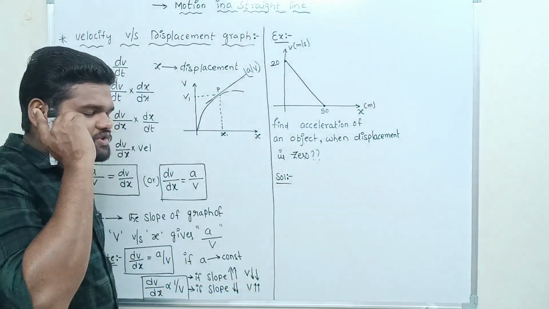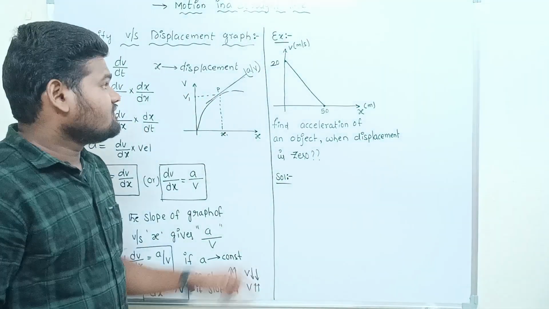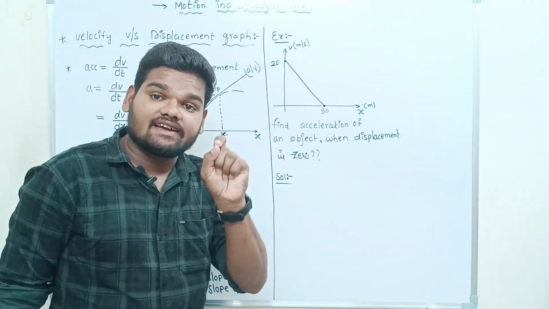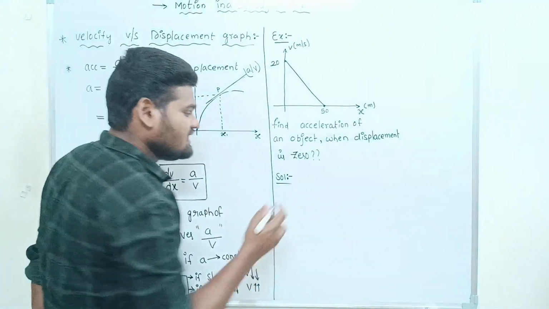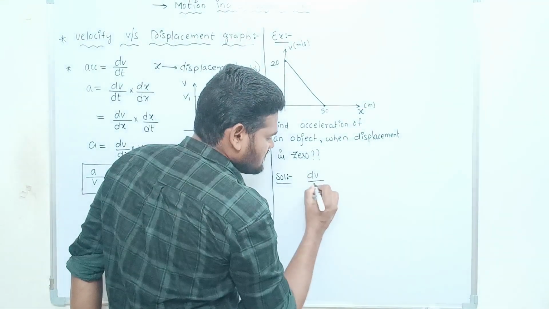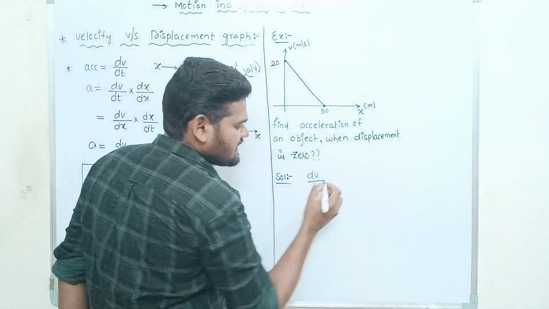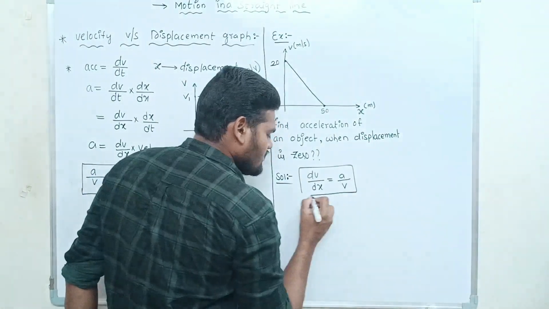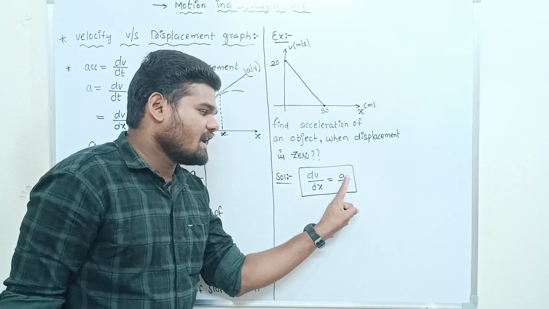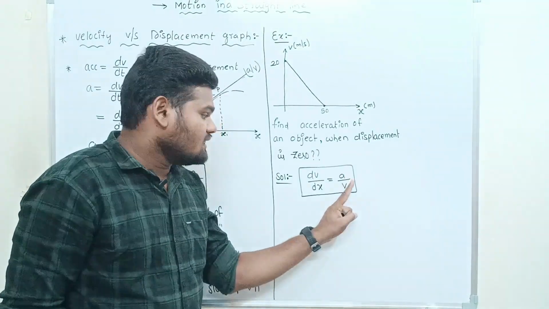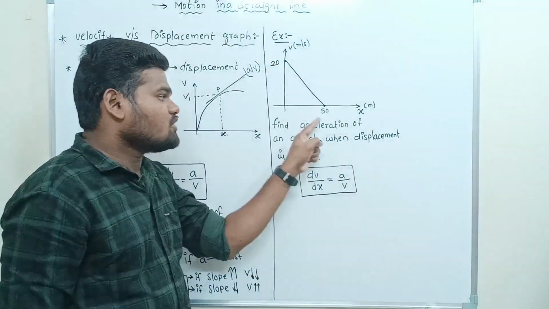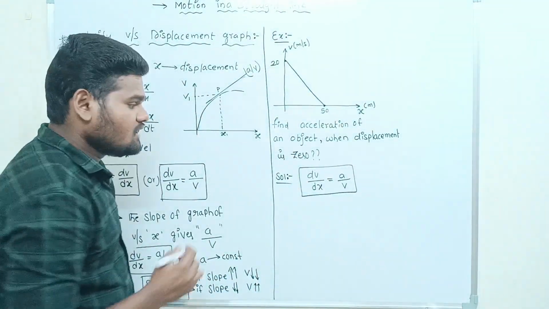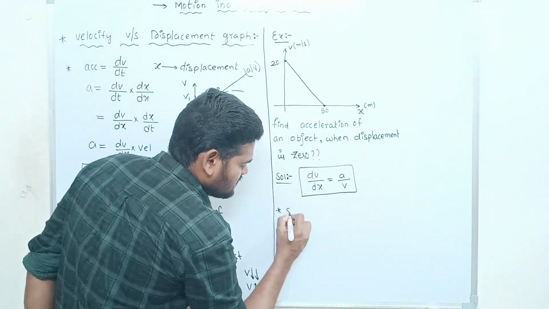One thing you should remember. Whenever they give a graph of velocity versus displacement, you just have to write like this: the slope of the graph of v versus x gives dv by dx. What we have to find is acceleration. The velocity of the object we have to find from the graph, and dv by dx is nothing but the slope. So now I'm going to find the slope.